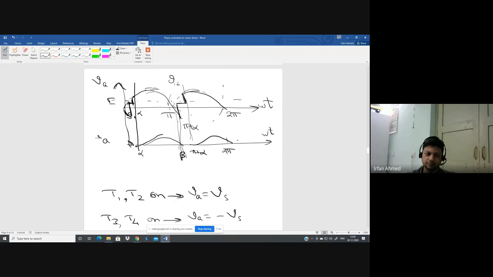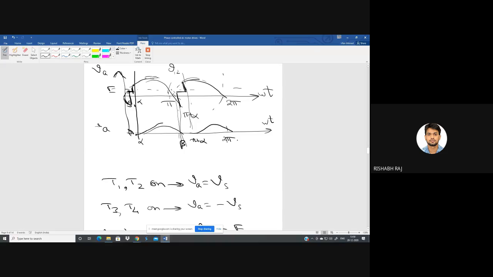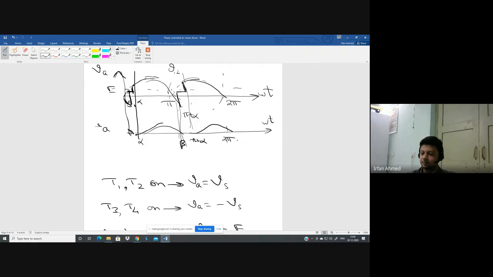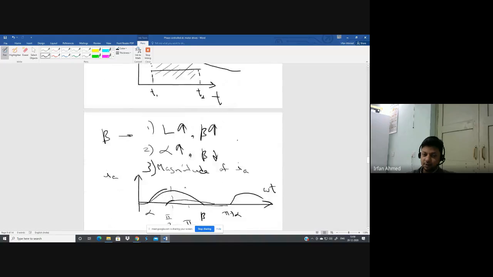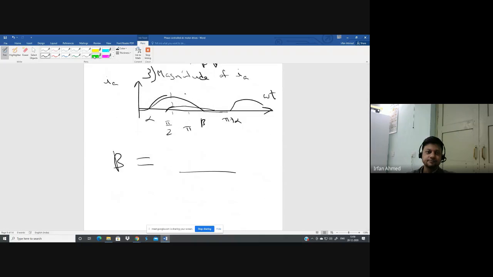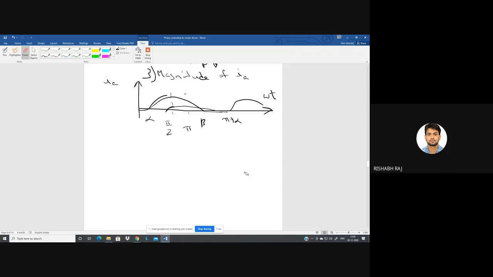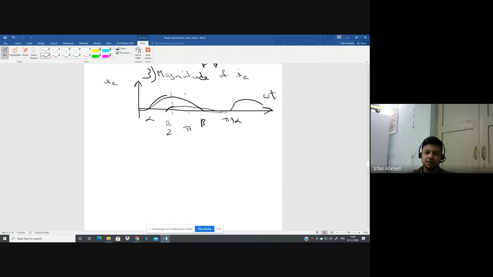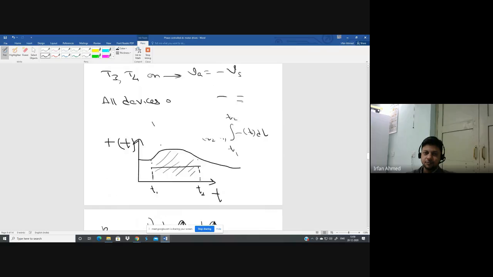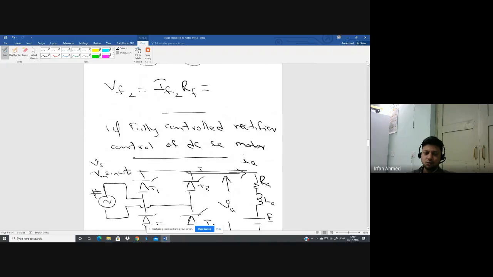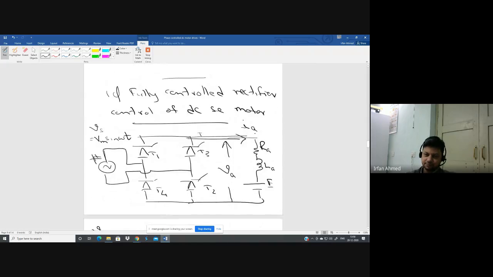Does anyone know? Sir, we can put the armature current equal to 0 at that instant. Yes. And what is the equation for armature current? That we will now derive. Okay. This armature current is because of two sources. One is this AC source and one is the DC source.